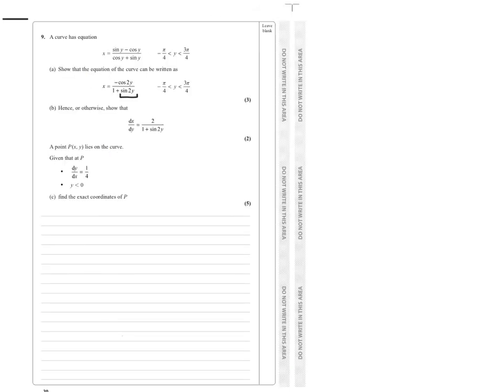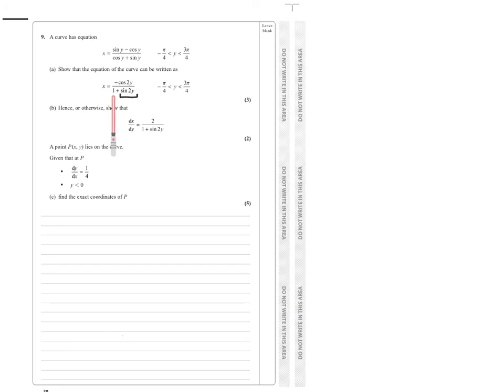Okay, so when I'm looking at this question, a curve has the equation x equals sine y minus cos y, over cos y plus sine y, between minus pi over 4 is less than y is less than 3 pi over 4. Step 1, calculate it in radians. Step 2, show that the equation of the curve can be written as. Okay, so we've got to rewrite it as this.